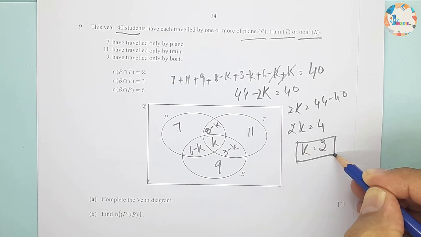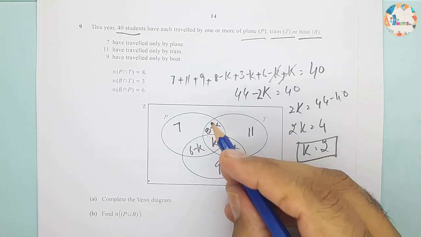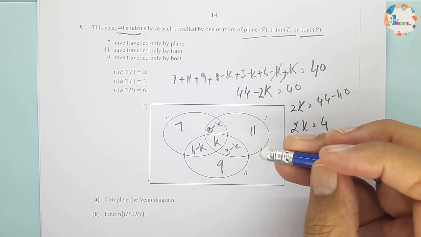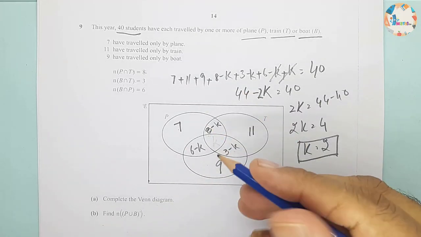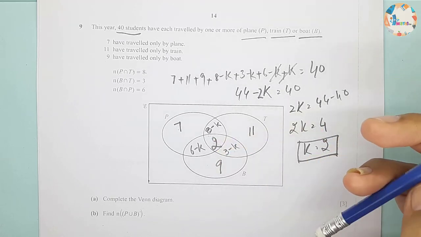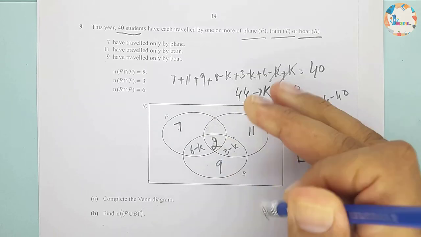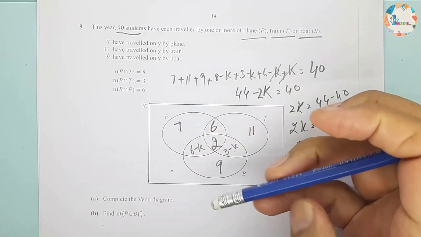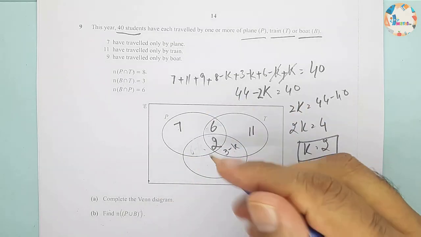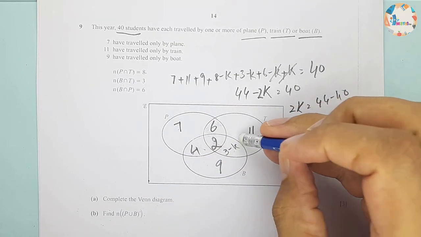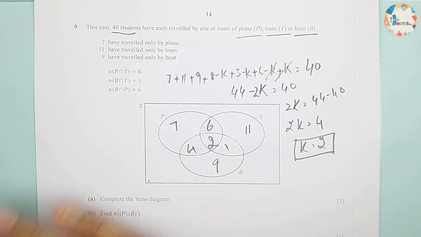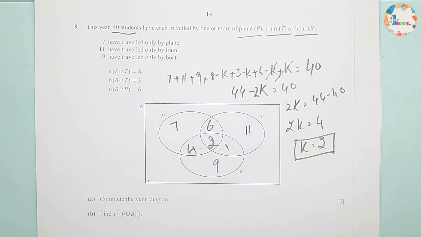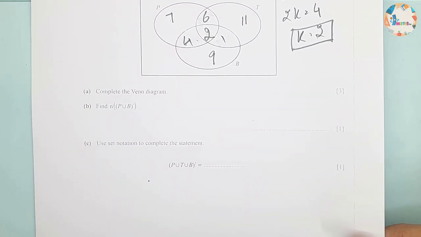This will be our value, and this K value we can replace over here. So K means 2. So in our final Venn diagram, this will be 2, and this will be 8 minus 2, which means 6. This one will be 6, and this will be 6 minus 2, which means 4. So we can write here 4. Similarly, this will be 3 minus 2, which is 1. So this will be the final Venn diagram which we have done with this working, completing the Venn diagram, part A, which is a 3 mark question.